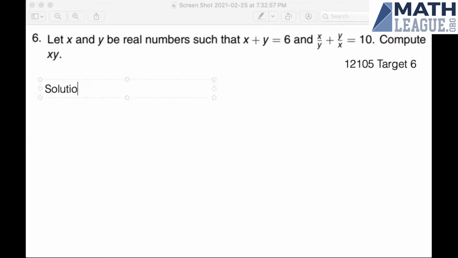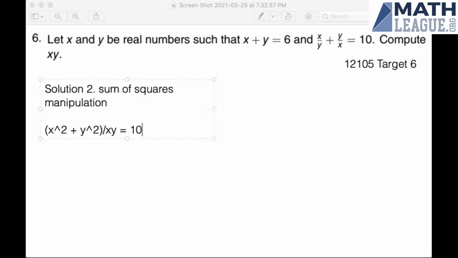In this solution, we'll be manipulating the second of our given equations, x over y plus y over x equals 10, more algebraically, where we do the same as before, basically writing x squared plus y squared over xy equals 10. Only now we take a look at x squared plus y squared equals 10xy and try to simplify the left-hand side, x squared plus y squared, so that it contains an x plus y term somehow. Well, we can't exactly apply the difference of squares formula because that only works for x squared minus y squared, keep in mind. So that's out.